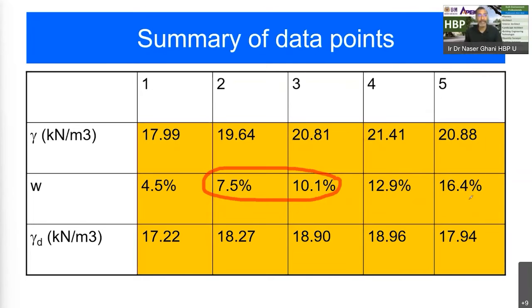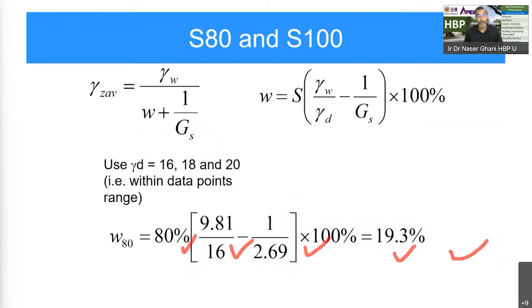So we will calculate the remaining dry density using the same formula just now, to get the value of dry density, and then that is sufficient for us to plot the chart. And then on the chart, there is also a need to provide what we call the 80% saturation line and also 100% saturation line.